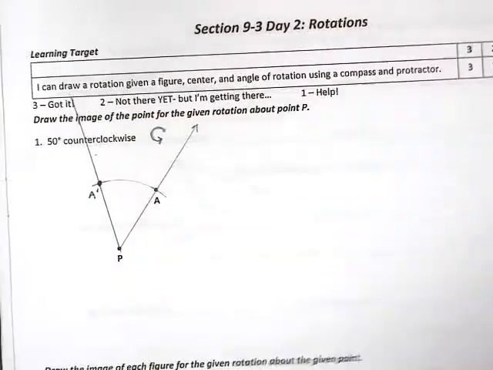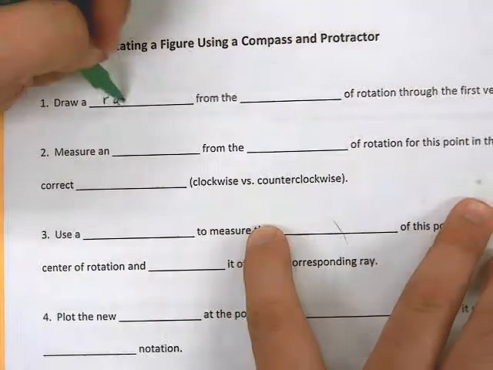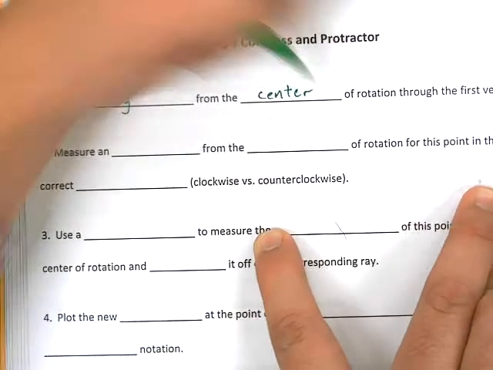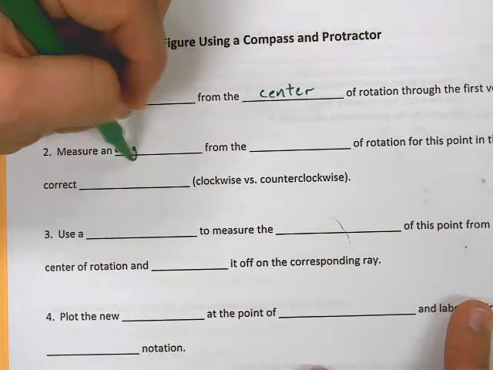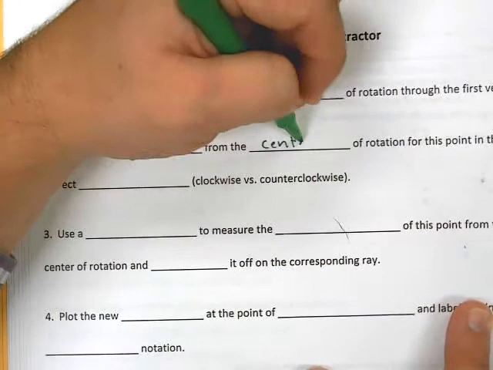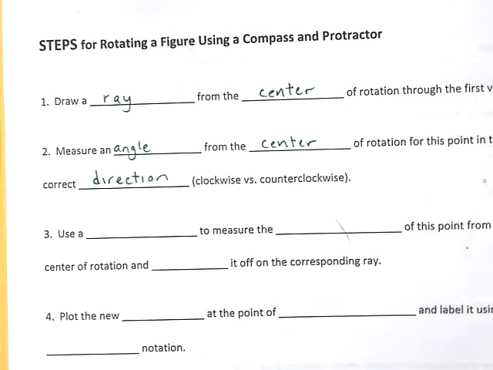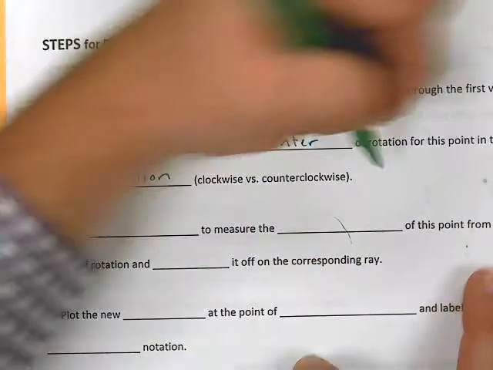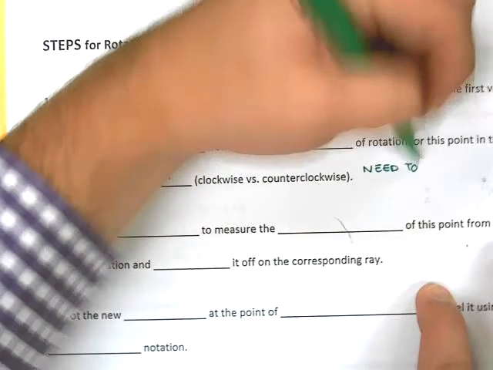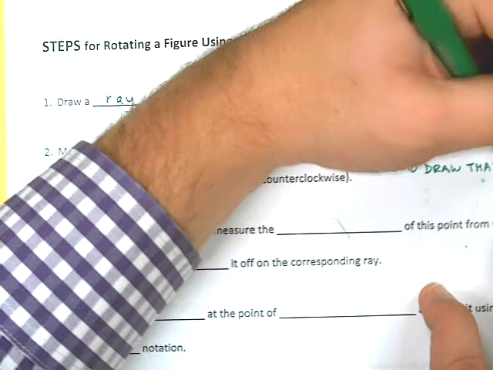All right, so let's write that down on the next page. The first thing we do is we draw a ray from the center of rotation through the first vertex. The next thing we do is we measure an angle from the center of rotation for this point in the correct direction. Once we measure that angle, the whole reason we do that is because we need to draw that ray.